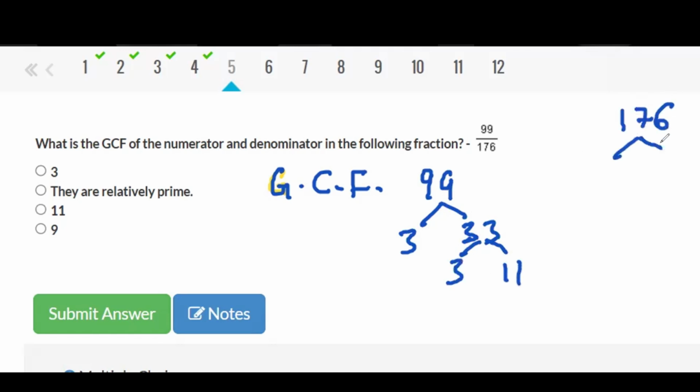176 can be divided by 2. 17 divided by 2 is 8 and remainder 1, so 16 divided by 2 is 8. 8 again, so this is divided by 8, 11, correct?